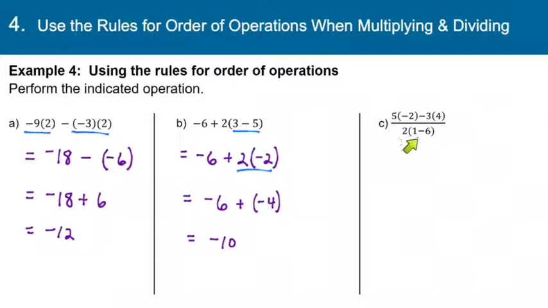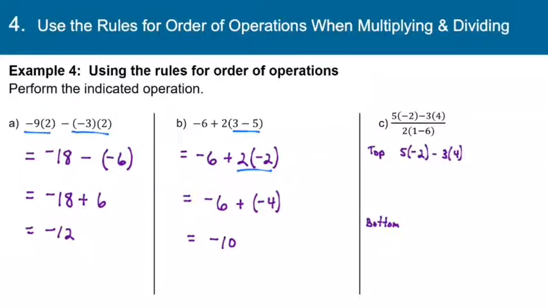And here we have part C. We have 5 times negative 2 minus 3 times 4, all divided by 2 times 1 minus 6. So remember, this is the type of problem where we work the top separately from the bottom and then we put the two together at the end. So I'm going to go ahead and make a space here for the top and the bottom.